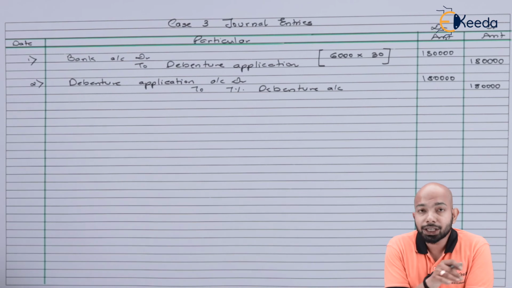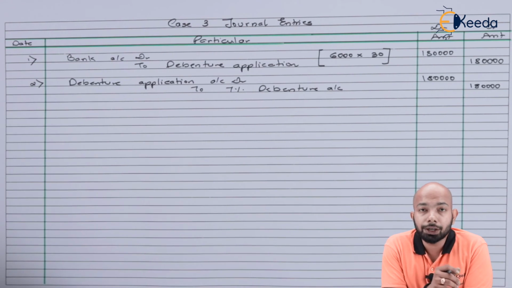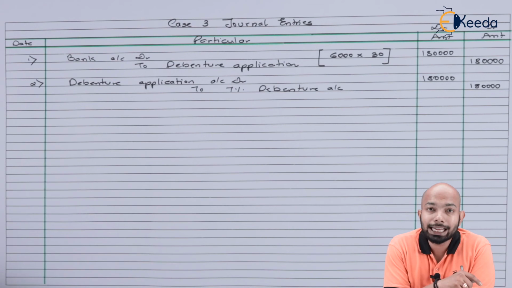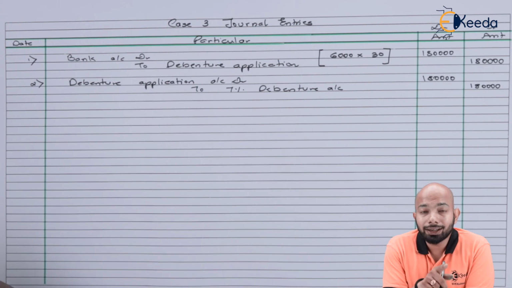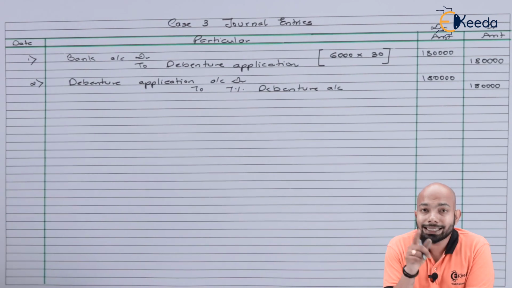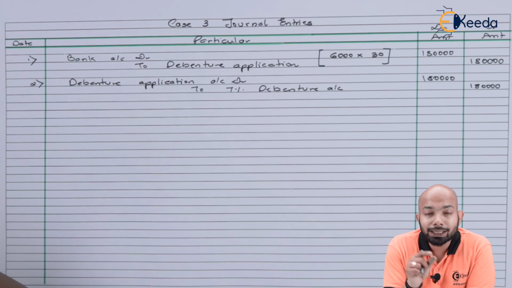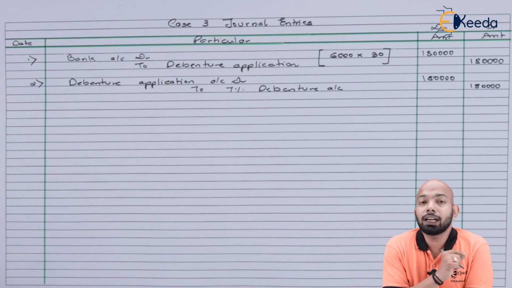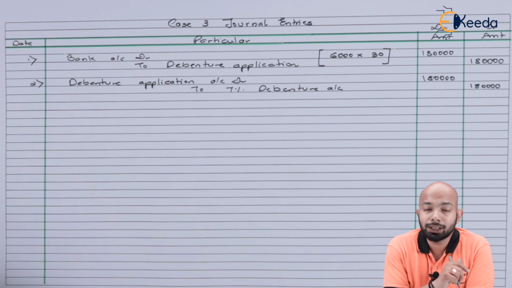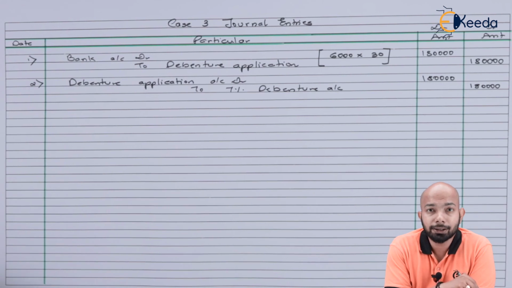Now that application has been cleared off, the next will be allotment due. But while mentioning allotment due, you also have to mention the discount on debentures, because 100 is the face value, issue price is 90 rupees, 10 rupees discount. So the total debenture allotment money will be 40 rupees, out of which 30 rupees is the allotment that we will be receiving and 10 rupees will be the discount here. So let's pass that entry.